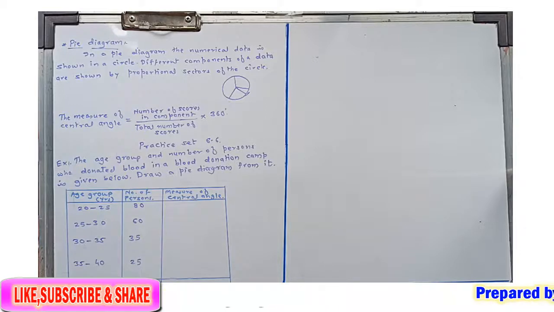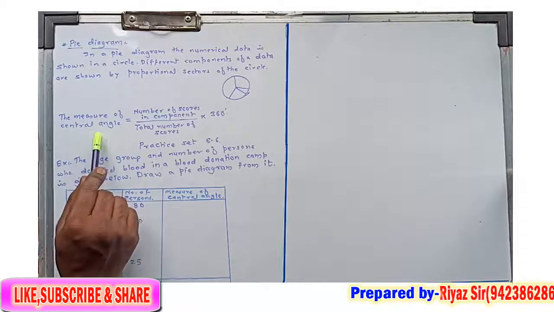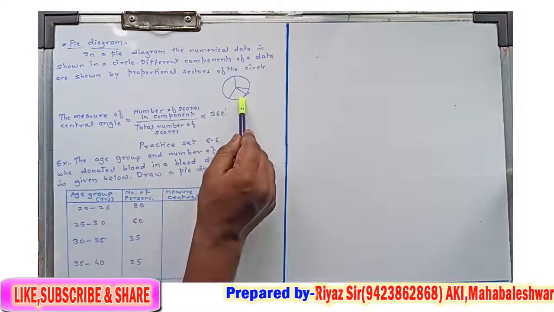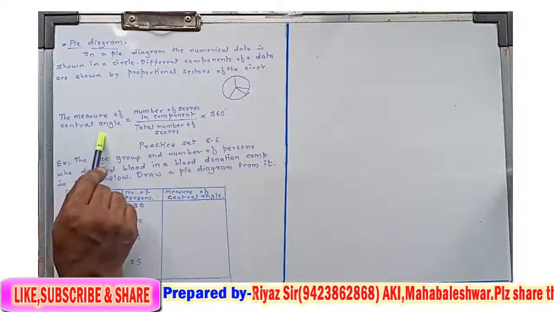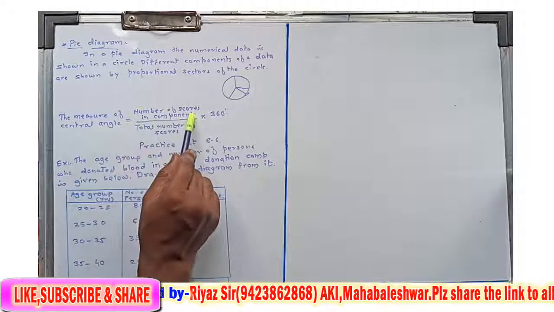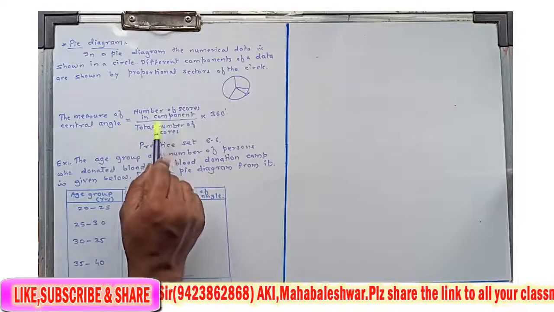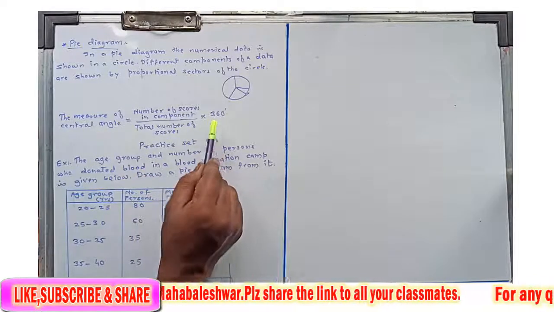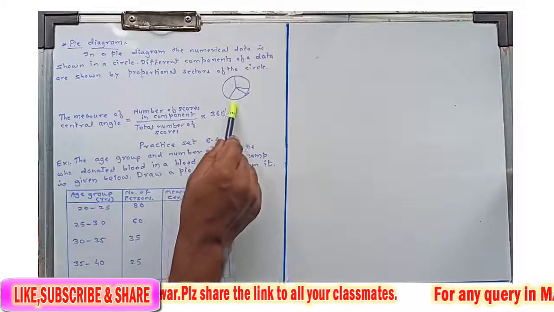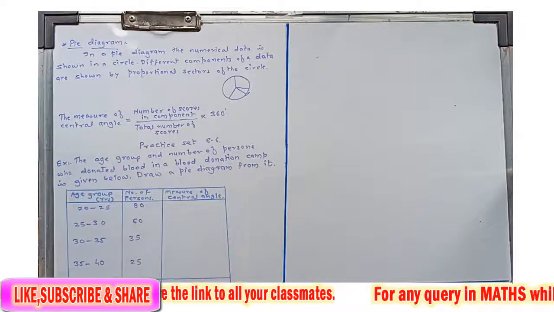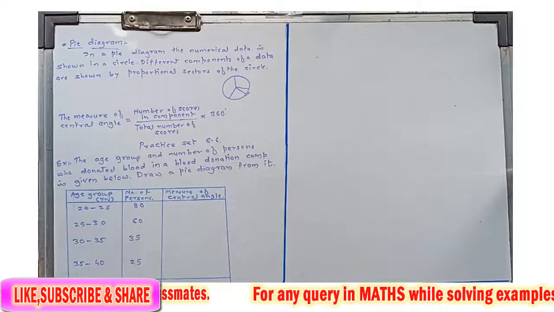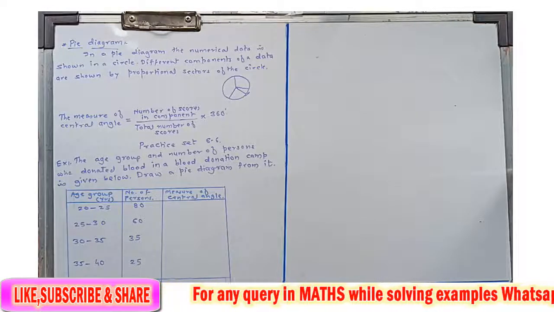And to divide that circle into different sectors, we use this formula to find the measure of central angle, because we divide the circle into sectors by central angle. The measure of central angle is equal to the number of scores in the component divided by the total number of scores, into 360. This is the formula for the measure of central angle for a pie diagram. Remember this formula, and by using it we will solve some examples from practice set 6.6.